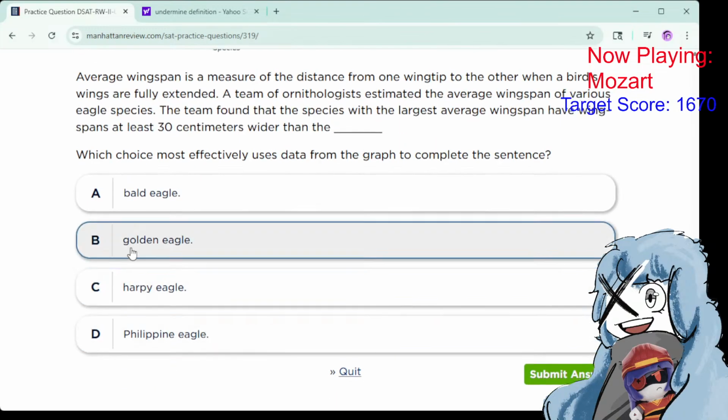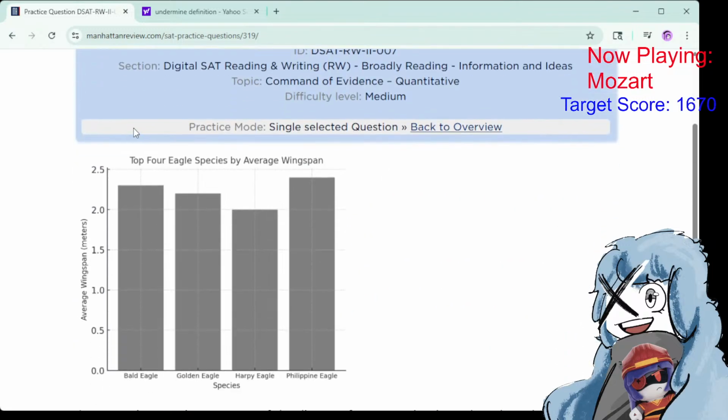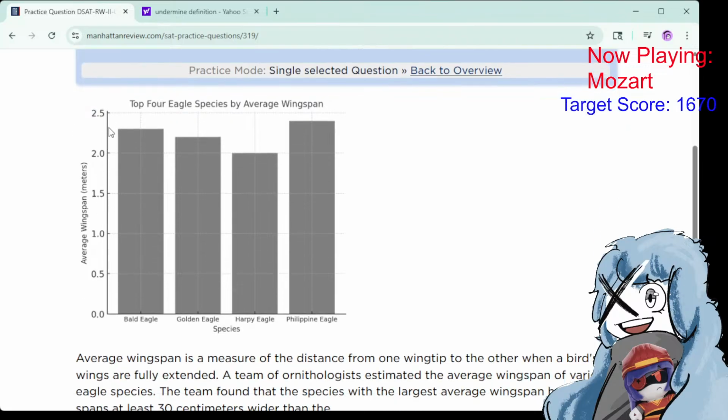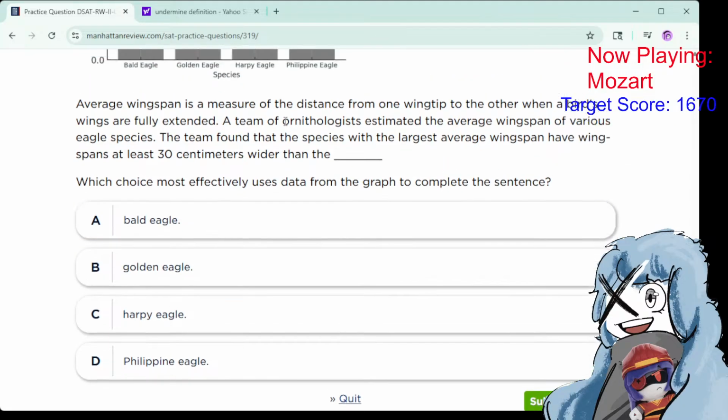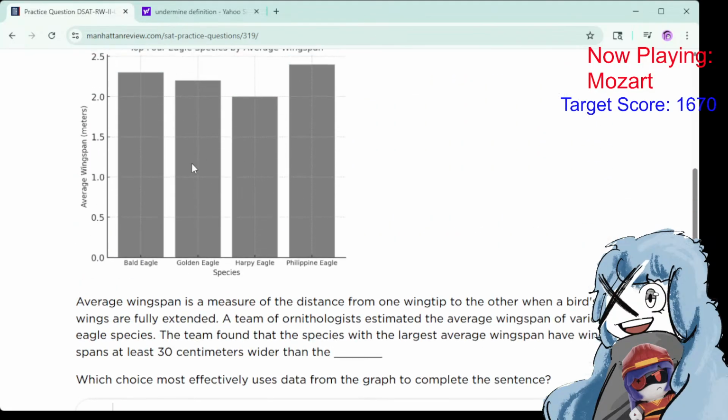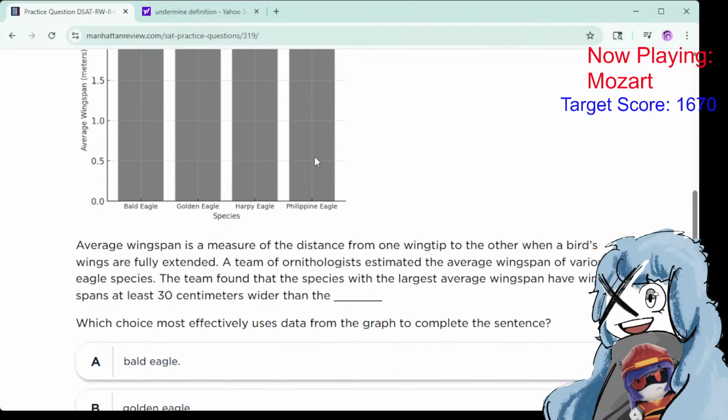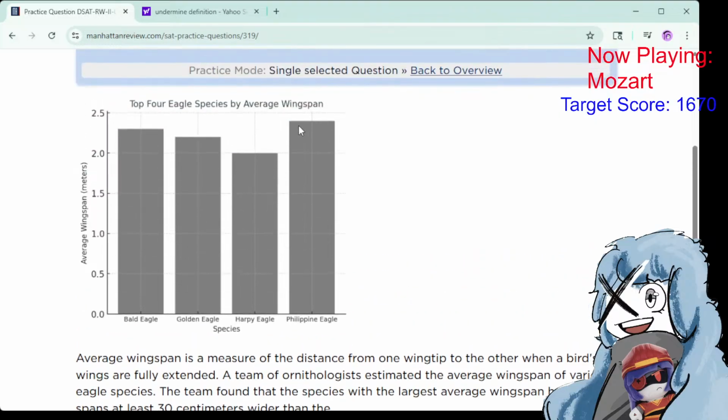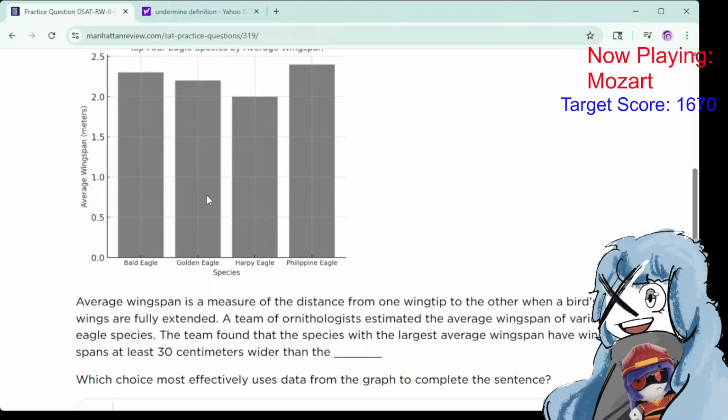It's not the Philippine eagle. Philippine is largest. How many meters? So which one will be 30? 30 would be like this, just like this tall. So it wouldn't be this one. This one looks more like 40-ish. Between harpy and golden. But this one looks like 2.2, this 3.4. I'm not sure. Really in between golden and harpy.